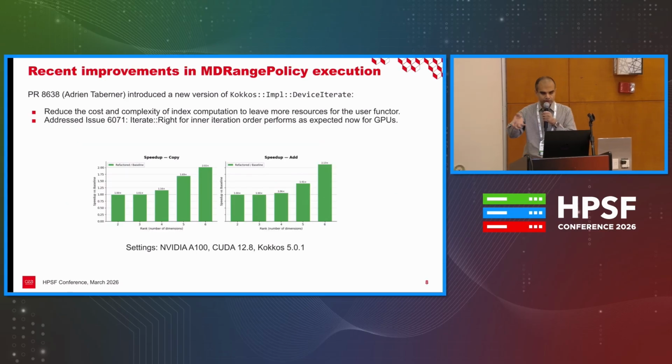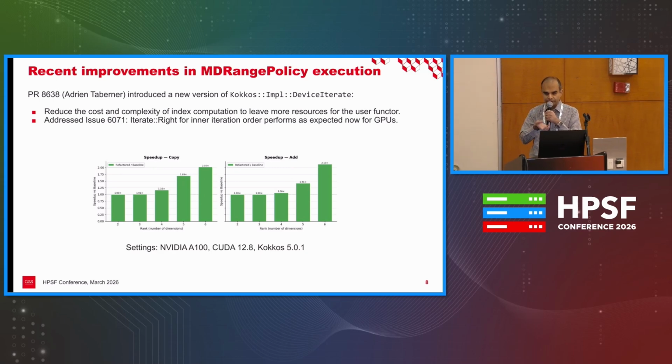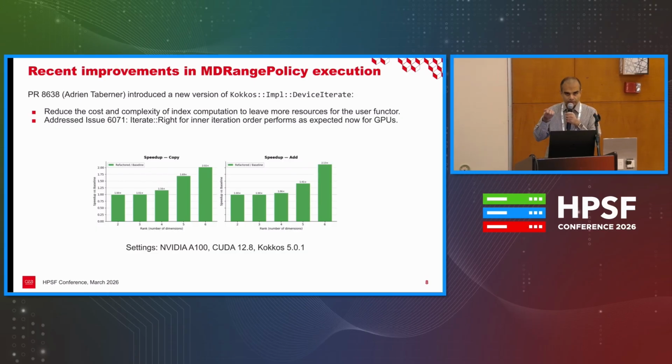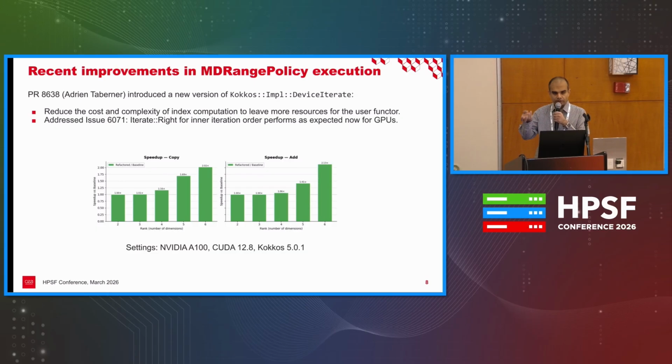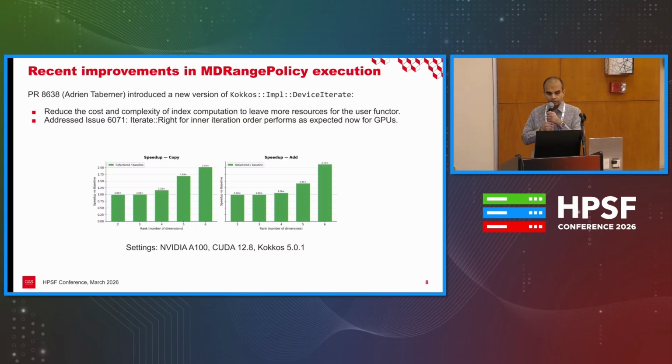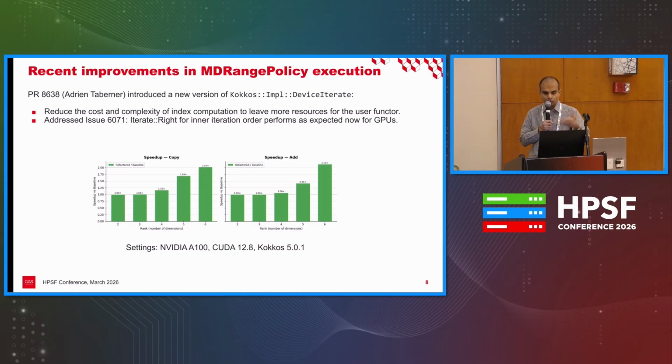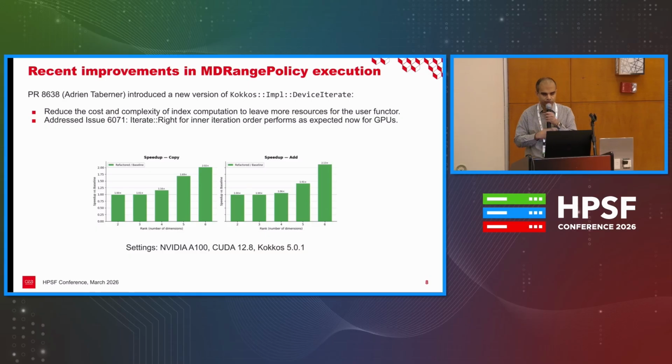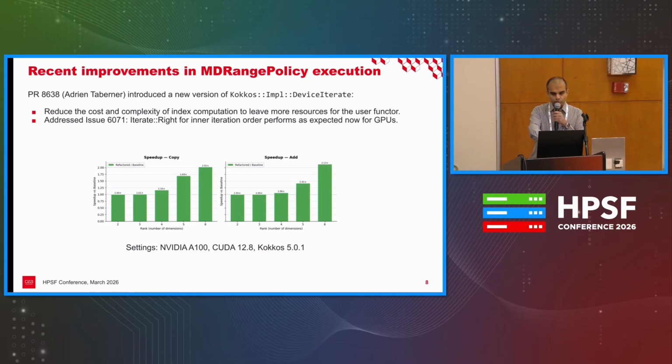So Adrian had a look at how this device iterate class is implemented, and he has streamlined its implementation, due to which, first of all, it executes in a more efficient manner, and also it takes care of certain resource utilization. It has reduced the resource utilization. So it overall leads to performance improvements. Say, for example, you can see that with the copy and add kernels of the stream benchmark.